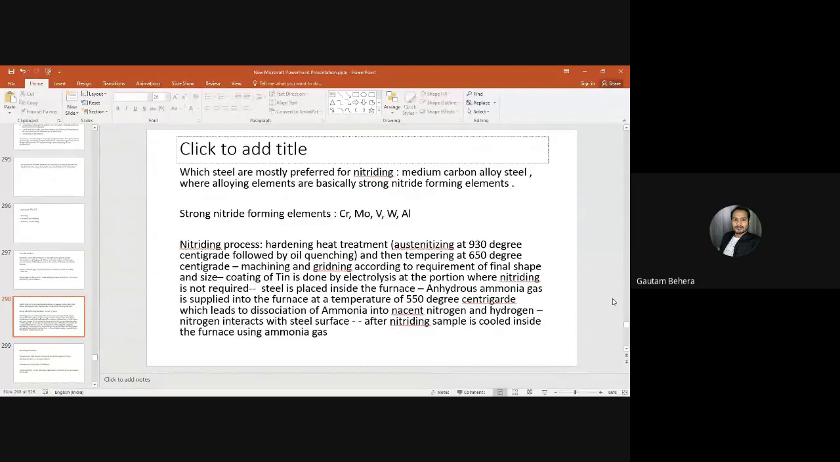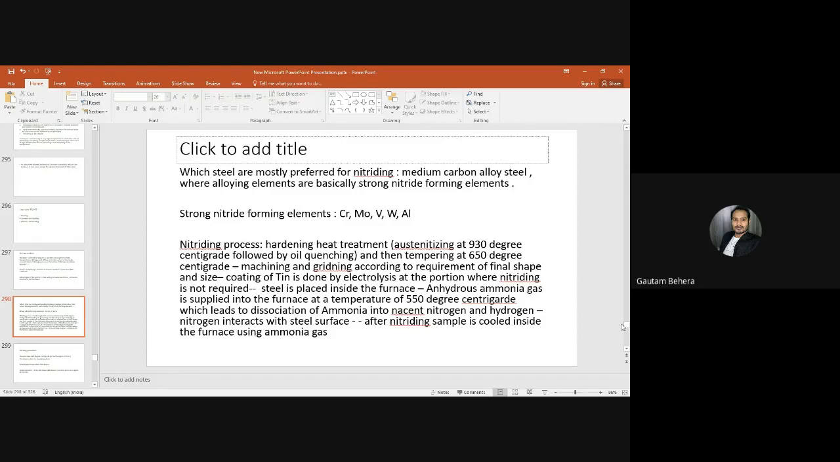So the first thing you have to do is give a proper heat treatment to the steel on which you want to do nitriding. So basically you do austenitizing and quenching. We prefer oil quenching. That is done. After that, you do tempering, but tempering is done at high temperature, say 650 degrees centigrade.